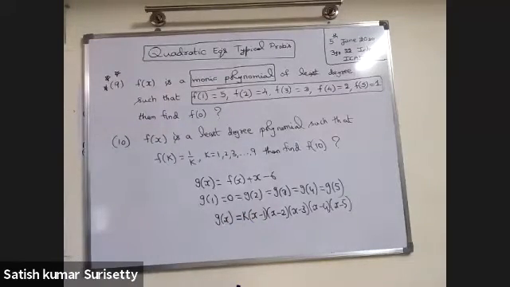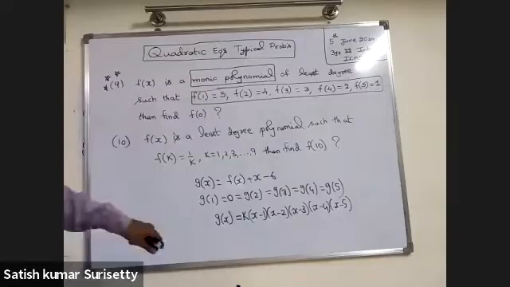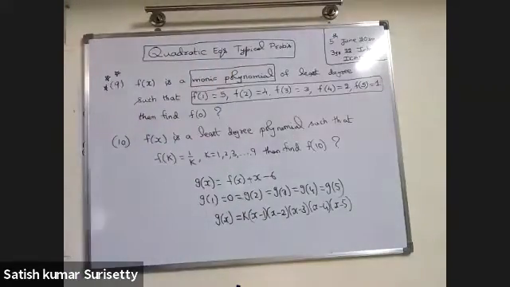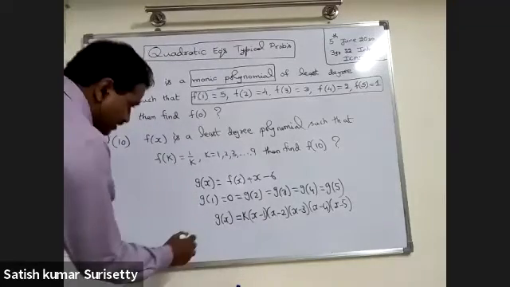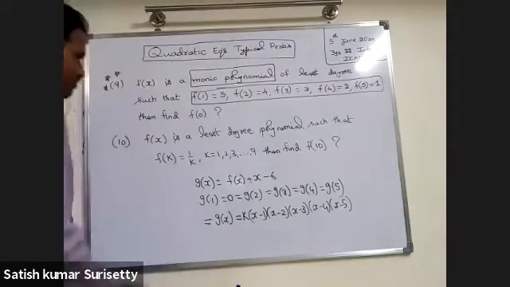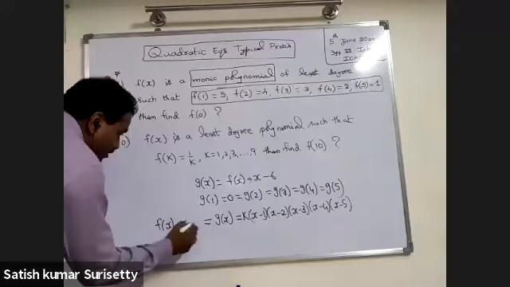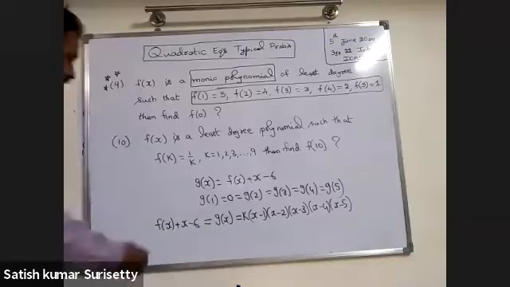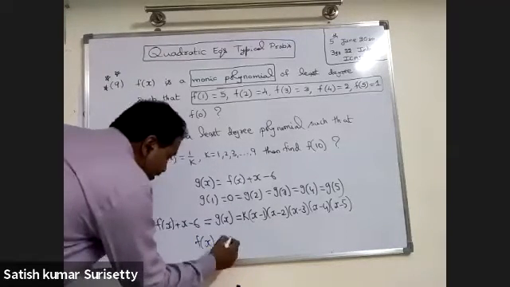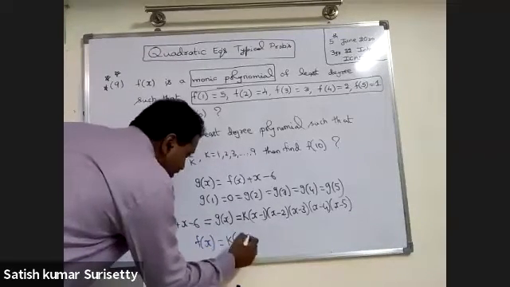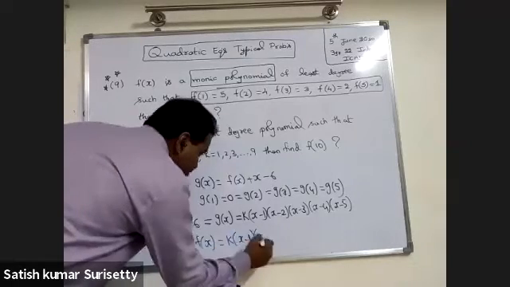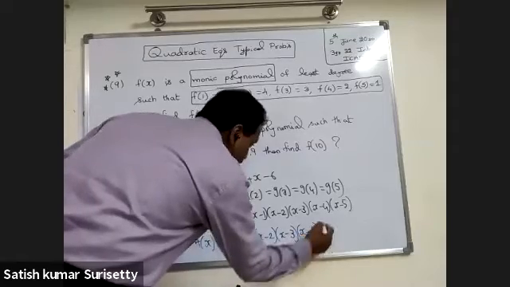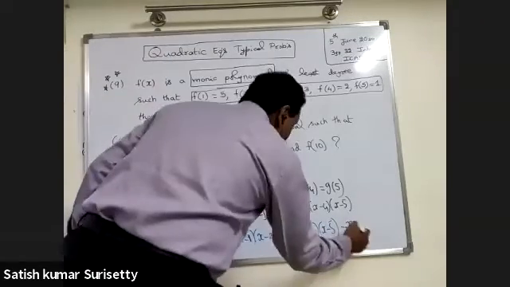And we want what? A least degree polynomial. That means we have to consider the minimum number of factors satisfying the conditions, along with some constant. Now again, what is g of x equal to? f of x plus x minus 6. Now from this, what is f of x I'll get? f of x equal to k into (x minus 1)(x minus 2)(x minus 3)(x minus 4)(x minus 5), minus x plus 6.